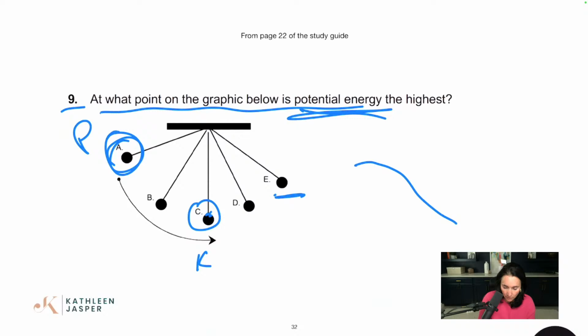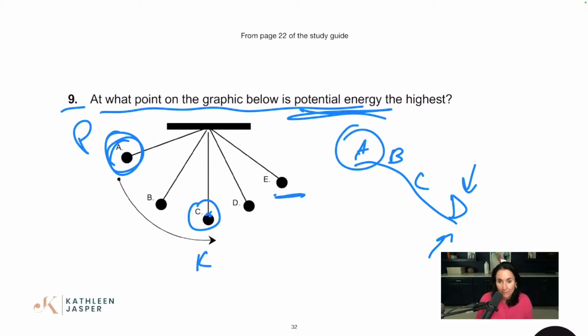Let's say we've got a hill here and we have A, B, C, and D. And they say, where is kinetic energy the highest? D. Right before it hits the bottom. Where is potential energy the lowest? D. Where is potential energy the highest? A. Where is kinetic energy the lowest? A.